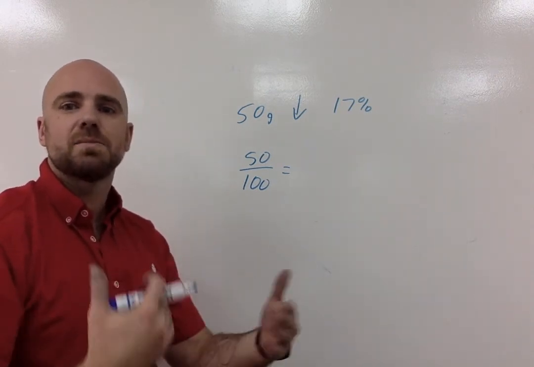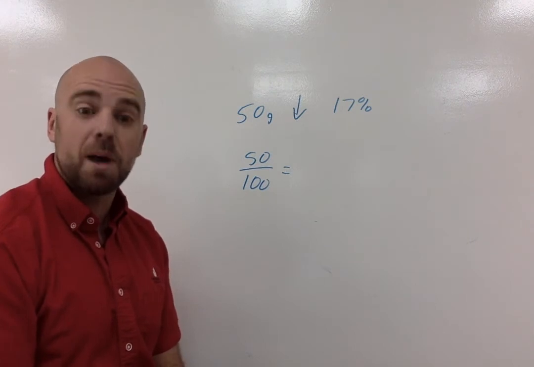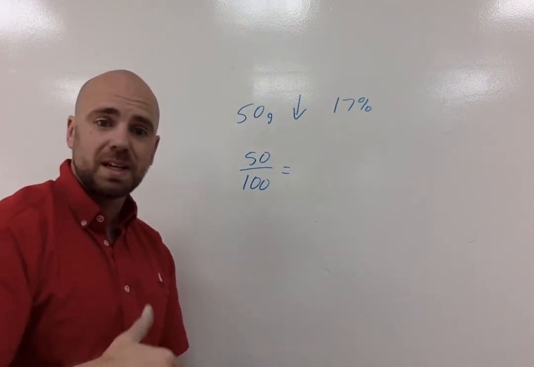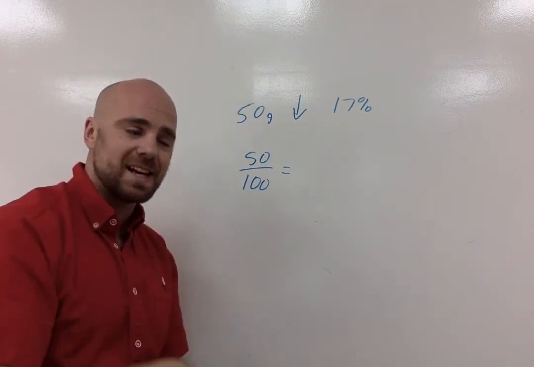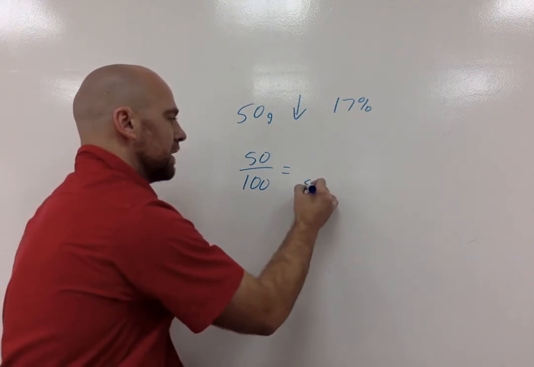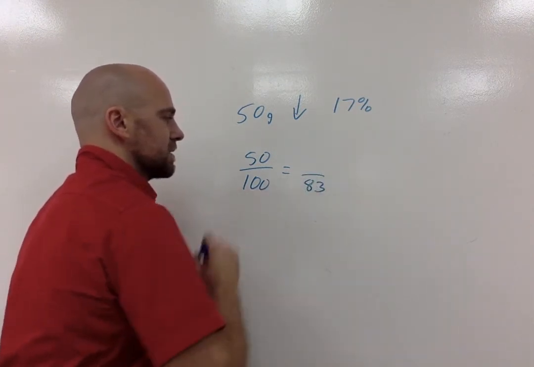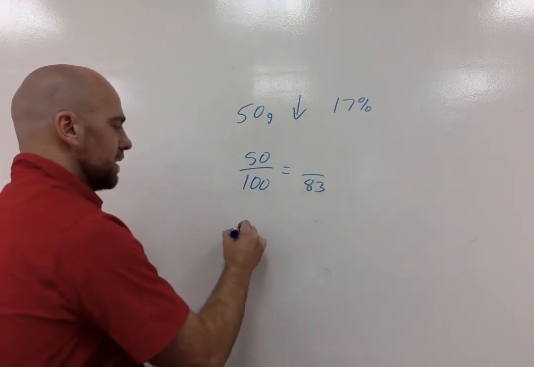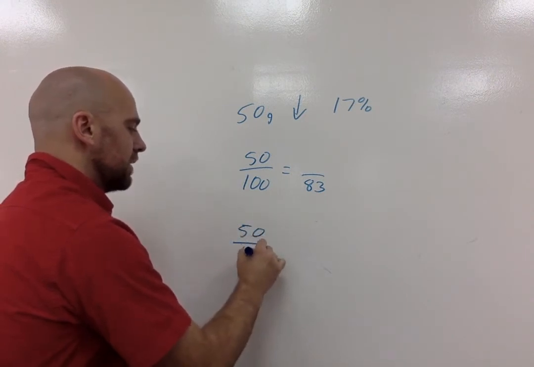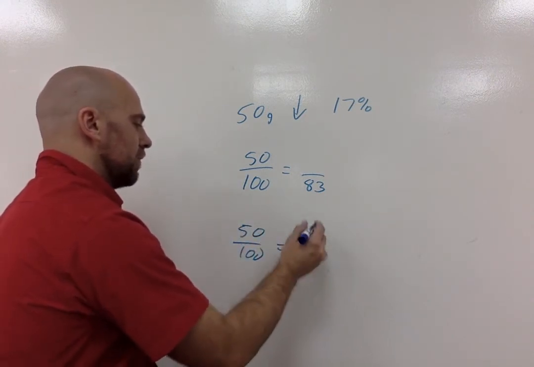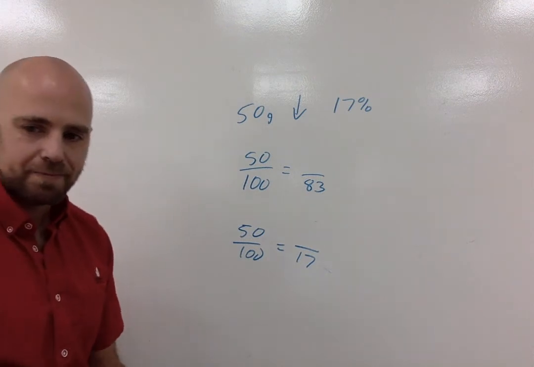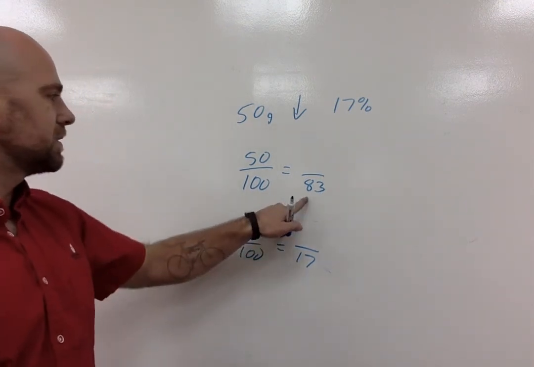Or I can subtract 17% from 100, because my new percentage is going to be 17% less. So I'm going to figure out what 83% is. Okay, I'll do it both ways. So if I have 50 over 100 and 17 over something. Okay, so let's do this top one first.